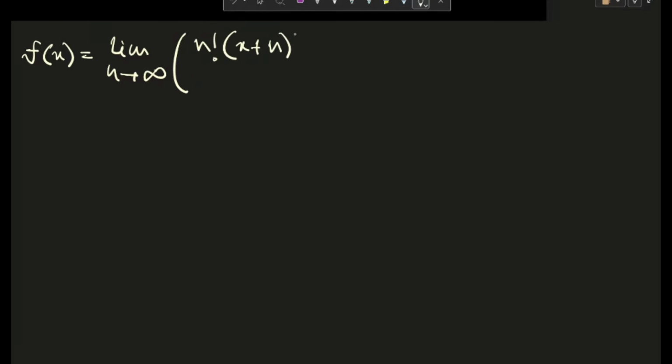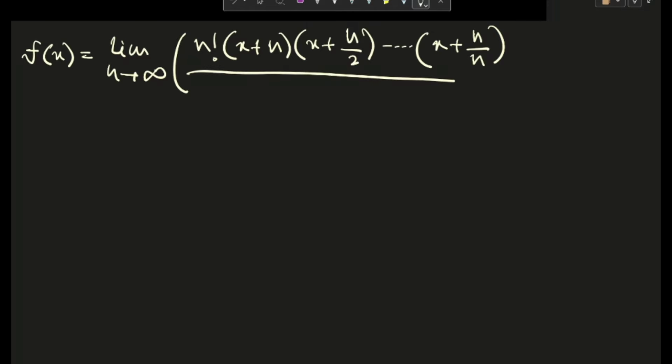What I will do is first write down the question itself, which is our f of x equals the limit of n tends to infinity, and we can put a bracket here, n factorial times x plus n, x plus n by 2, dot dot dot till x plus, this will obviously be n by n. We don't cancel this, we write it as n by n only because it will be a progression, as you can understand, okay? So this whole thing is divided by n power n. Basically you can make some sort of idea only.